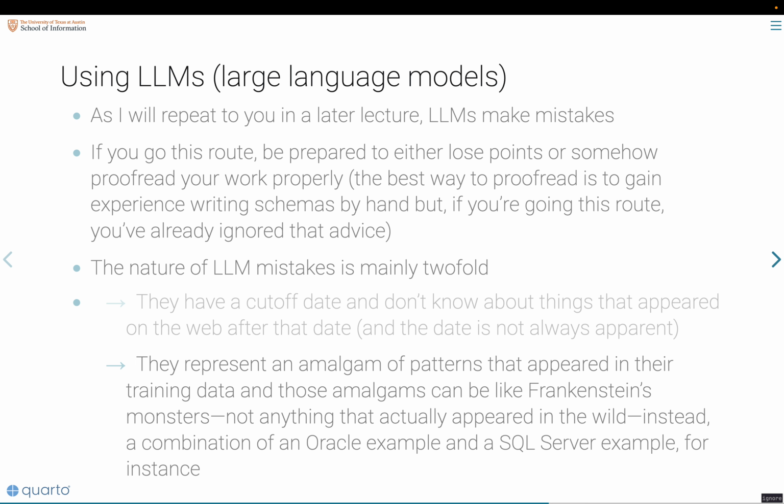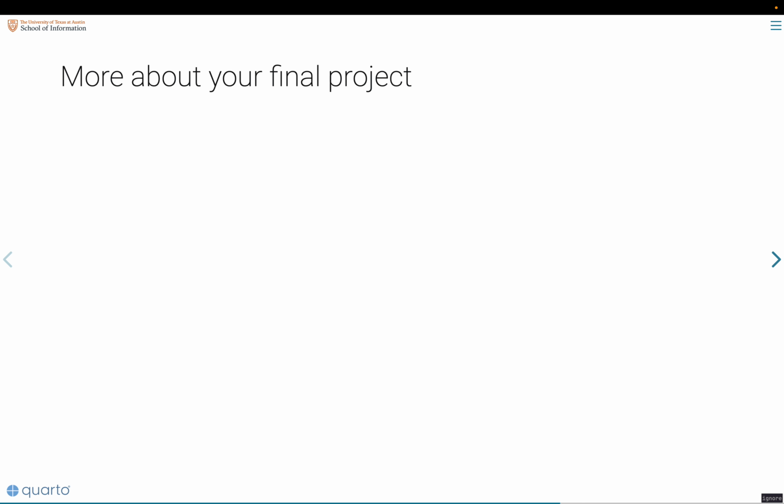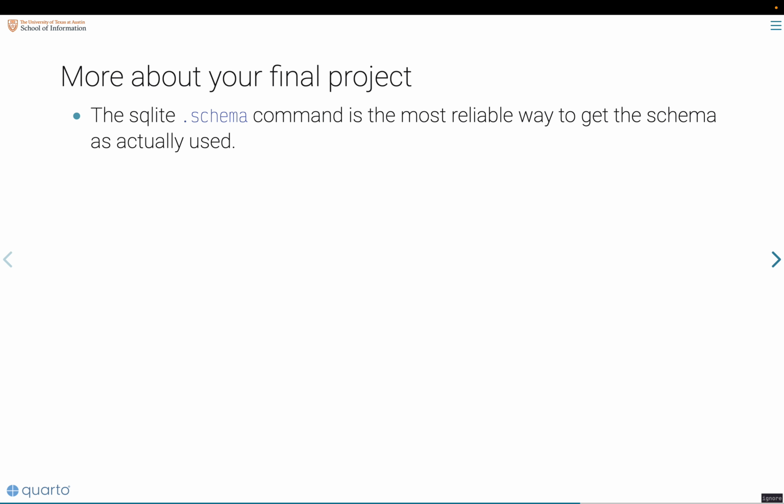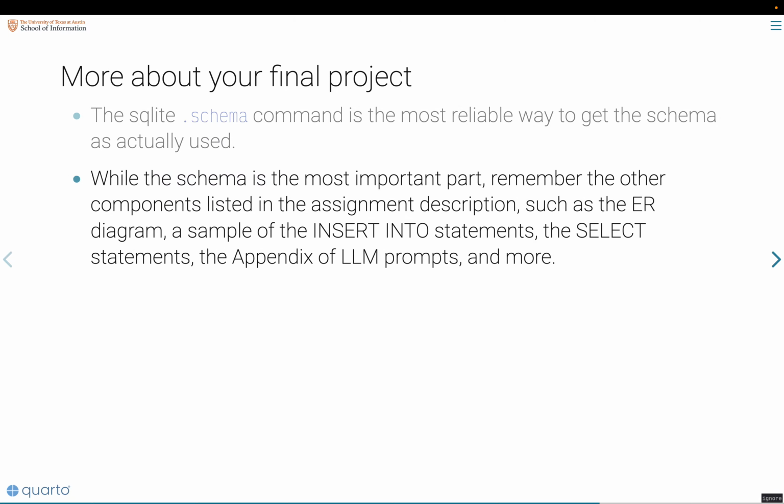And they also represent an amalgam of patterns. This is how hallucinations, for example, happen. Patterns that appeared in their training data, and those amalgams can be like Frankenstein's monsters, not anything that actually appeared in the wild, but slapped together from different things that appeared in the wild. So you could have a combination of an Oracle example and a SQL Server example, which wouldn't work in either Oracle or SQL Server. So the .schema command is definitely the most reliable way to get the schema as it's been actually used.